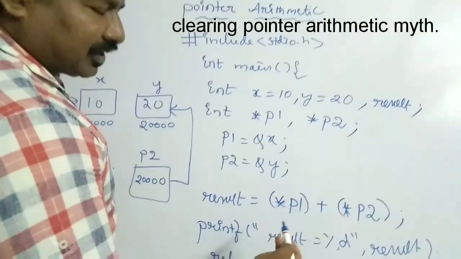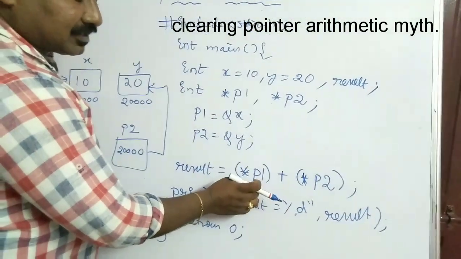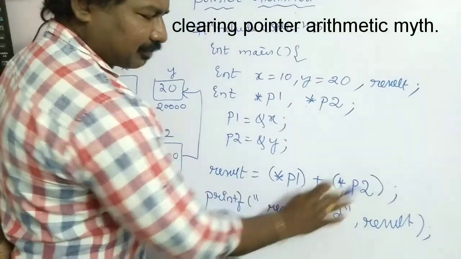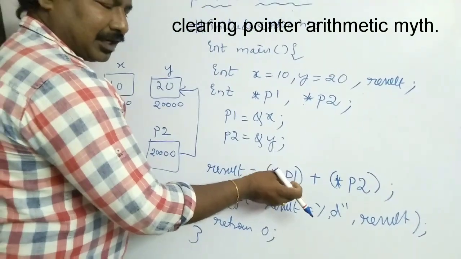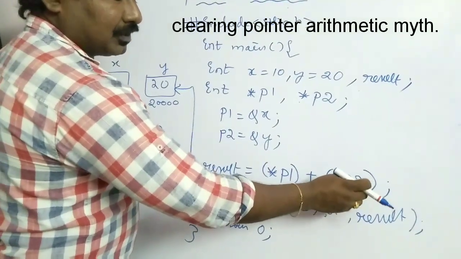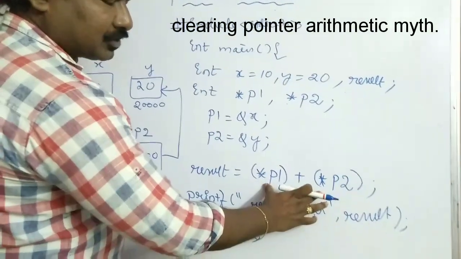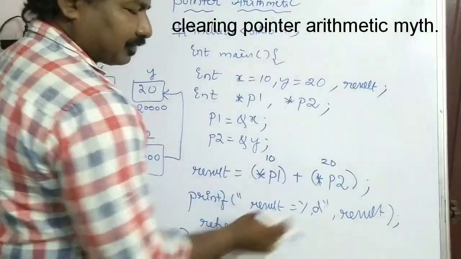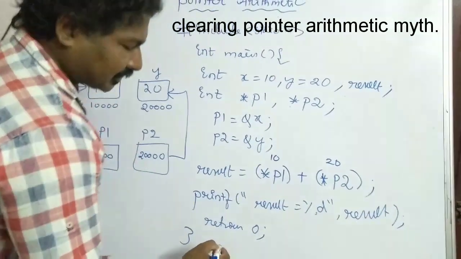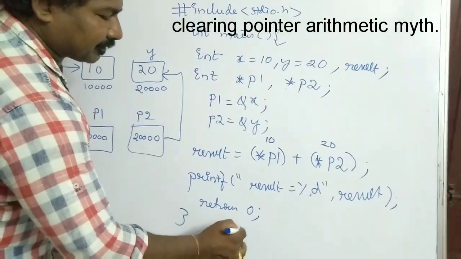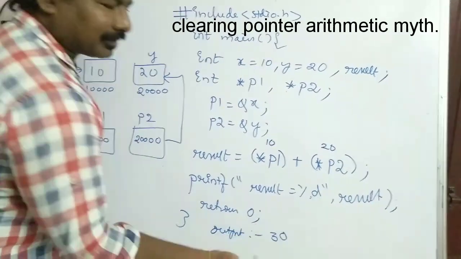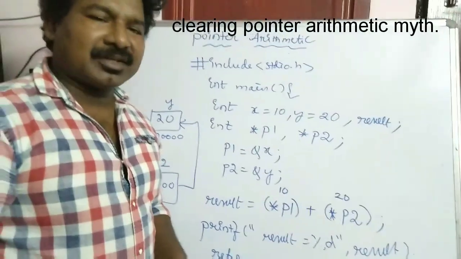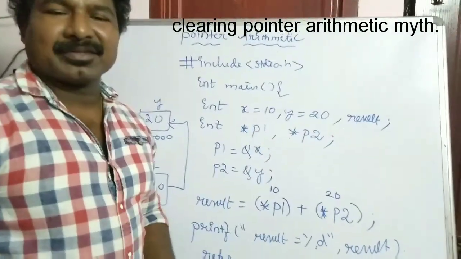Here we have accessed the value of x with *p1 and the value of y with *p2. That means the value of x is *p1 and the value of y is *p2. We have added the two values, *p1 means 10 plus *p2 means 20. So 10 plus 20 is 30, and we'll get the output as 30. With this example, we may come to the conclusion that we can perform addition on two pointers.